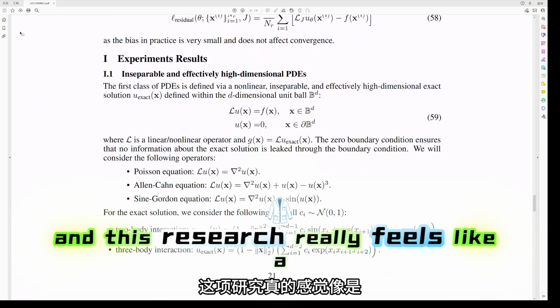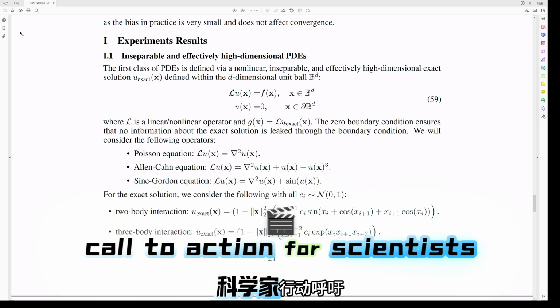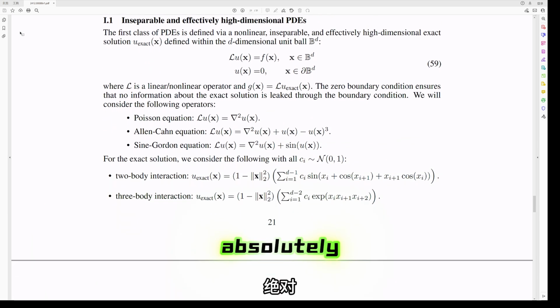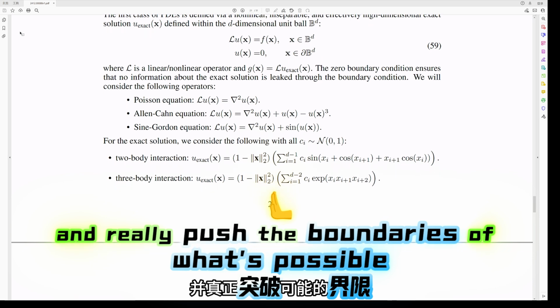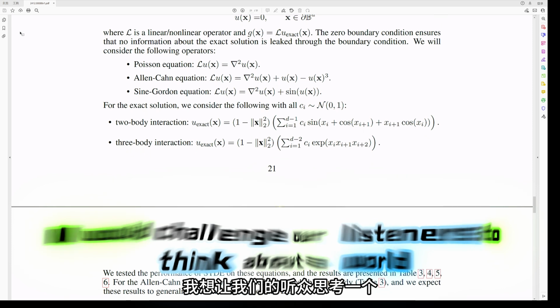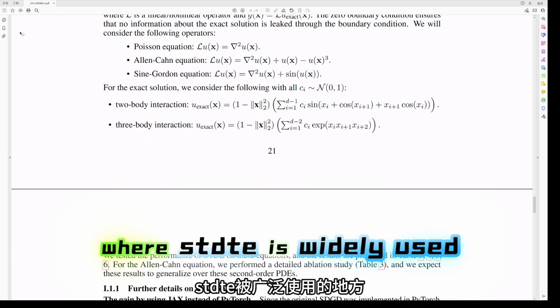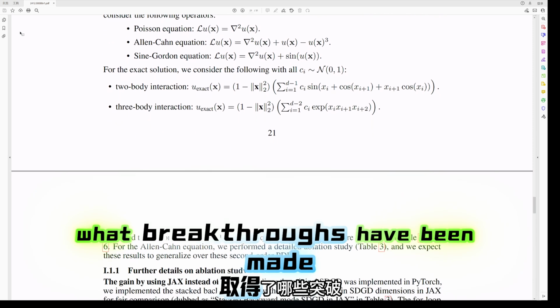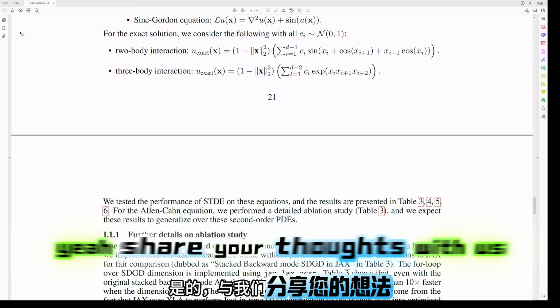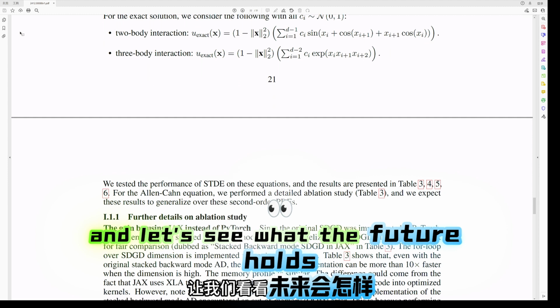And this research really feels like a call to action for scientists to explore these new possibilities and really push the boundaries of what's possible. Absolutely. So I would challenge our listeners to think about a world where STDE is widely used. What breakthroughs have been made? What problems have been solved? I love that challenge for our listeners. Yeah, share your thoughts with us and let's see what the future holds.